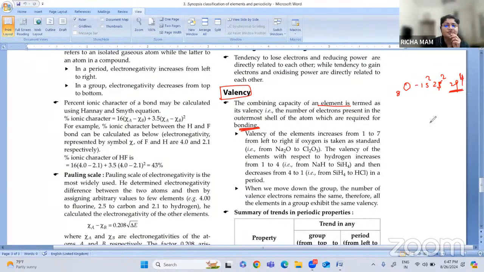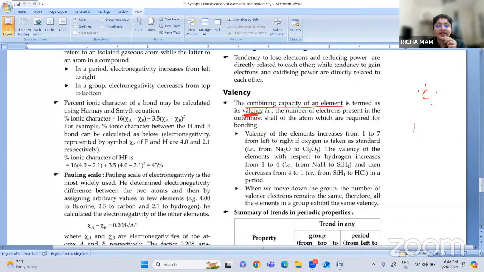Out of 4, 2 electrons are unshared pairs of electrons. So here the valency of this is 2. It has a tendency to take 2 electrons. Now carbon has 1s2, 2s2, 2p2, so 4 electrons in its outermost shell. It is the combining capacity of an element, which is explained in terms of valency.